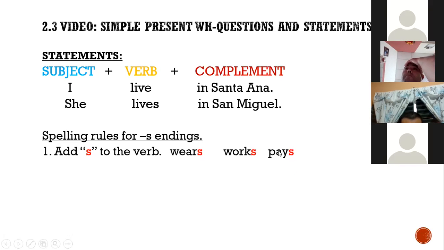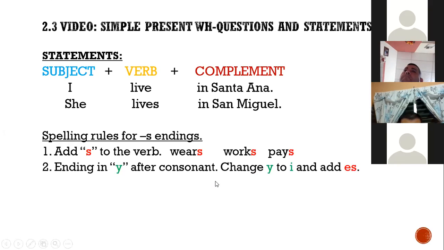Number one, rule number one. Add S to the verb. For example, I wear, she wears. You work, he works. They pay, she pays. Quiere decir que a la mayoría de verbos en tercera persona, en el presente simple, le vamos a agregar una S. Okay, rule number one. Rule number two. Ending in Y. Cuando el verbo termina en Y, después de una consonante, no después de vocal, change the Y to I and add ES.